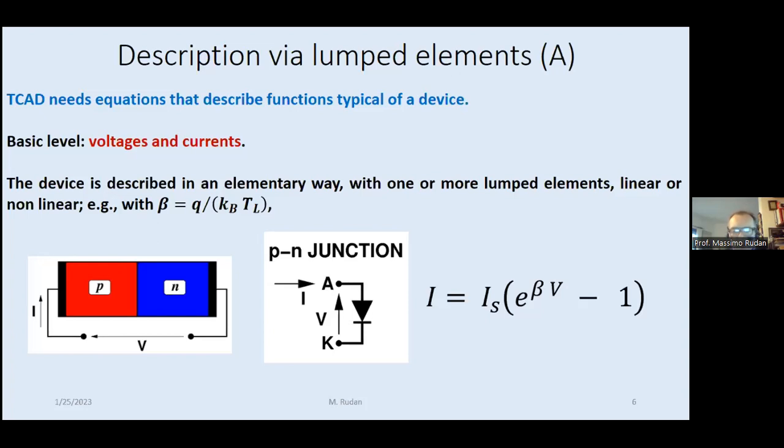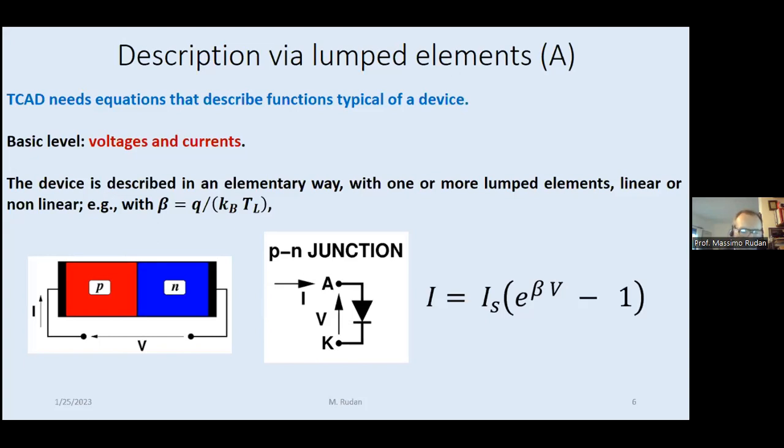Those who are experts of it know that there is another term that is missing, that is the recombination current. And also they know that the parameters of this equation, that is the inverse thermal voltage beta and the saturation current IS, depend on temperature. And they also depend on other things that are important. So the incorporation of the dependencies in the coefficients is not always so easy for the so-called lumped element models like this one.